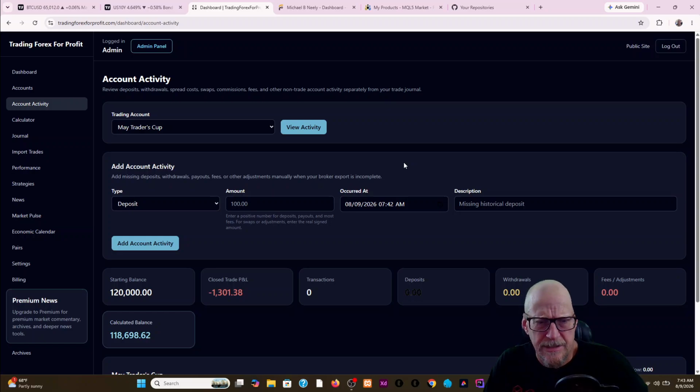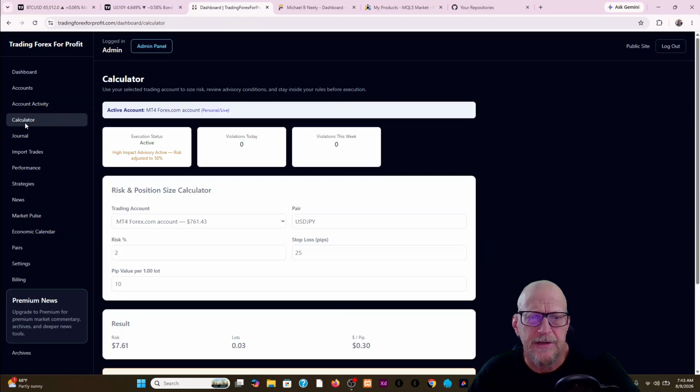It says I have a closed trade P&L of $1,300. Oh yeah, that's in the MetaTrader, the Maze Trader Cup for audacitycapital.com. That's no longer valid because that account is over, and I don't think they are open to American traders anymore. Because every time I try, I get declined. My card declines for some reason.